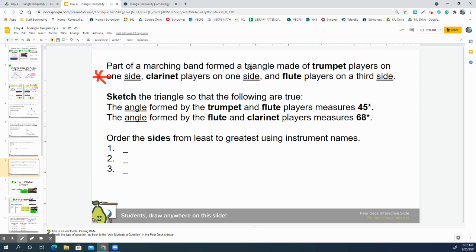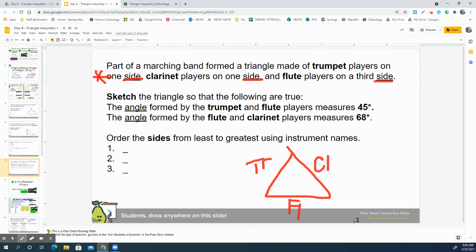Part of a marching band formed a triangle, and they had trumpet players on one side, clarinet players on one side, and flute players on a third side. So imagine yourself up in the stands looking down on a band marching around the field. Okay? We're our cheerleaders doing a formation. Our cheerleaders are going to a big competition this weekend, right? So we're going to make a triangle. And on the sides, we've got trumpet players. We've got clarinet players. And we've got flute players.